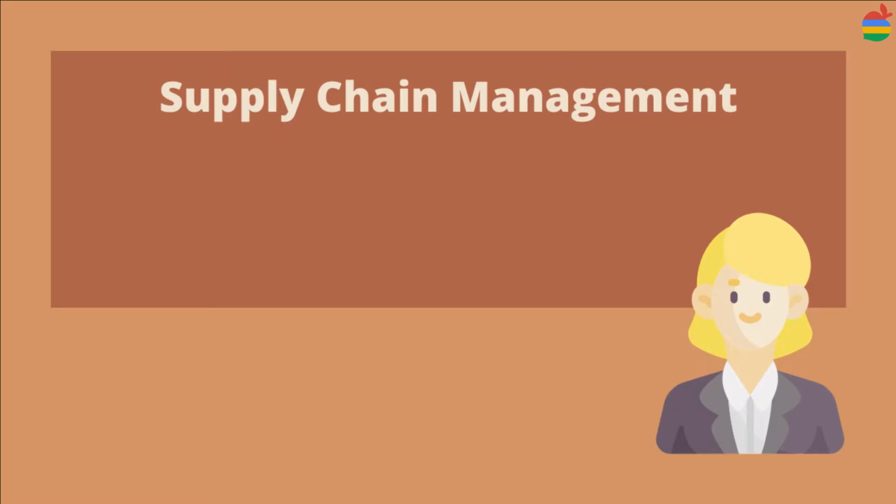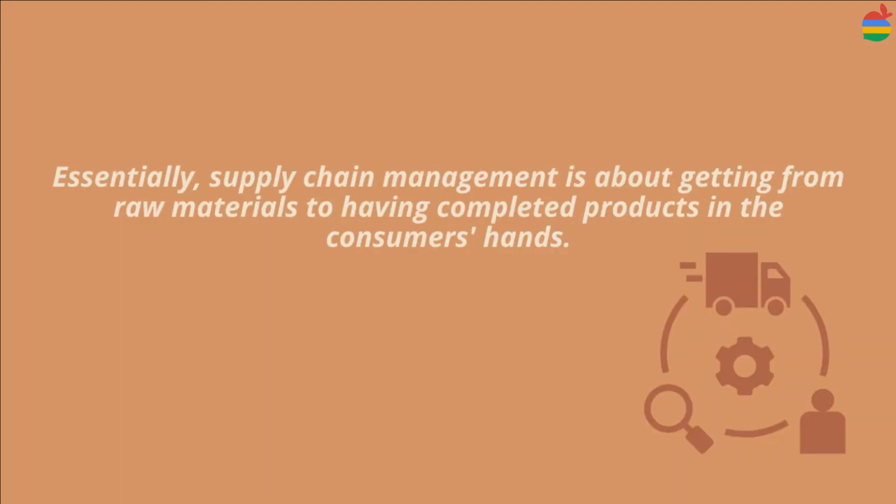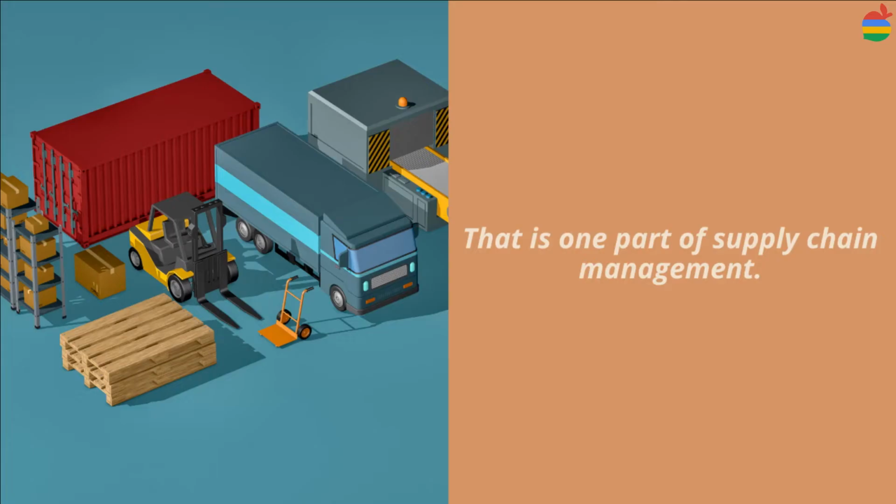Mary is thinking about supply chain management, which involves managing the flow of goods and services. Essentially, supply chain management is about getting from raw materials to having completed products in the consumer's hand. The problem Mary is facing is how to handle her company's production to meet customer demand without exceeding it. This is one part of supply chain management.